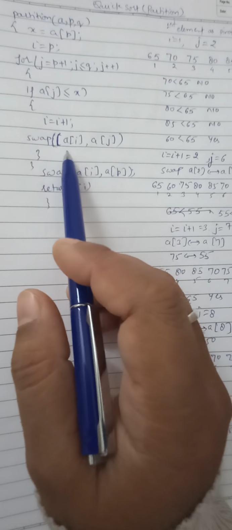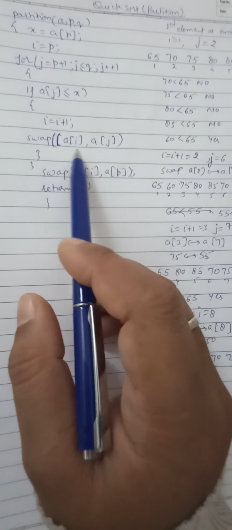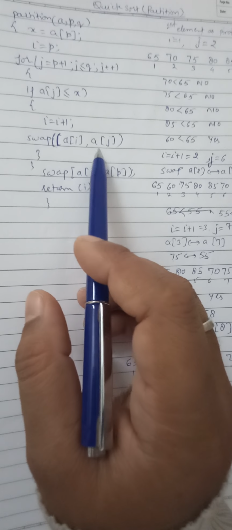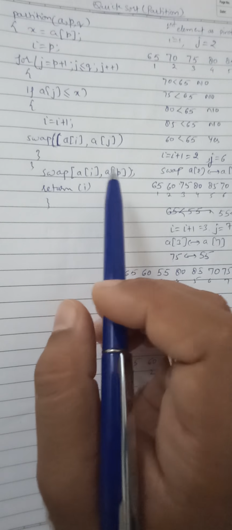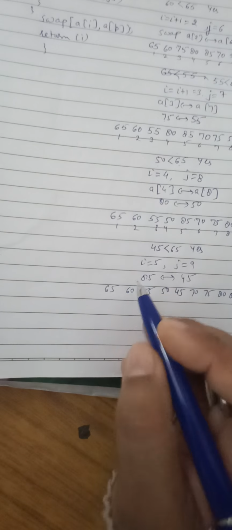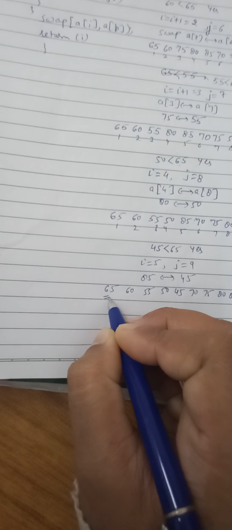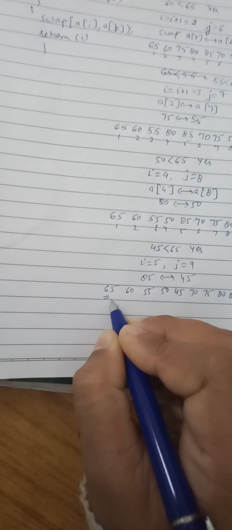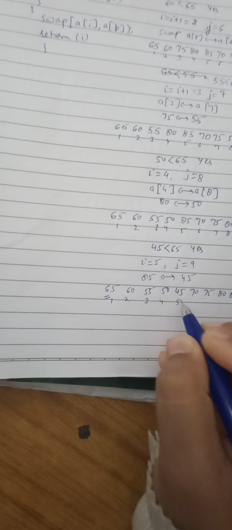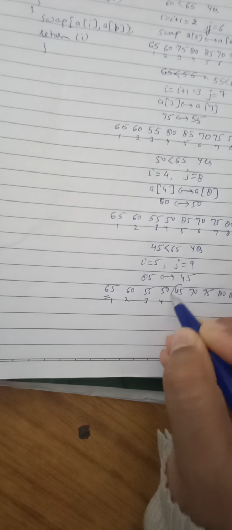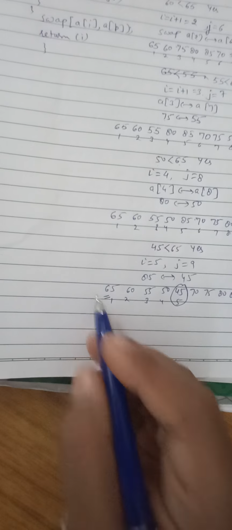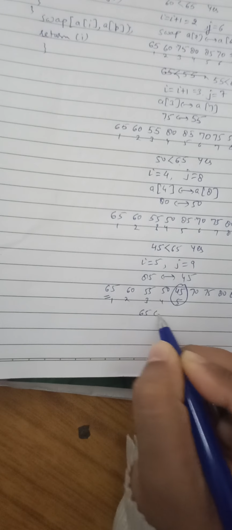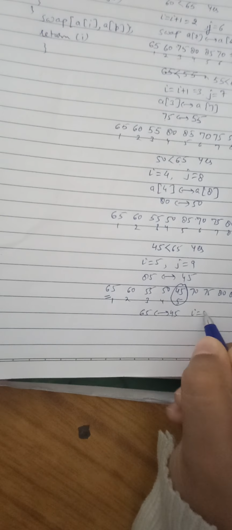Now when we have completed all the jth index, then we will swap AI, AP. It means I position will be swapped by the pivot element, that is the first position. So pivot element, as we supposed initially, it is 65, and what is the I value? I value is 5. So index number 1, 2, 3, 4, 5. What is on 5th position? 45 is on 5th position. So we will replace 45 with 65. So 65 will be replaced by 45 because I value is 5.